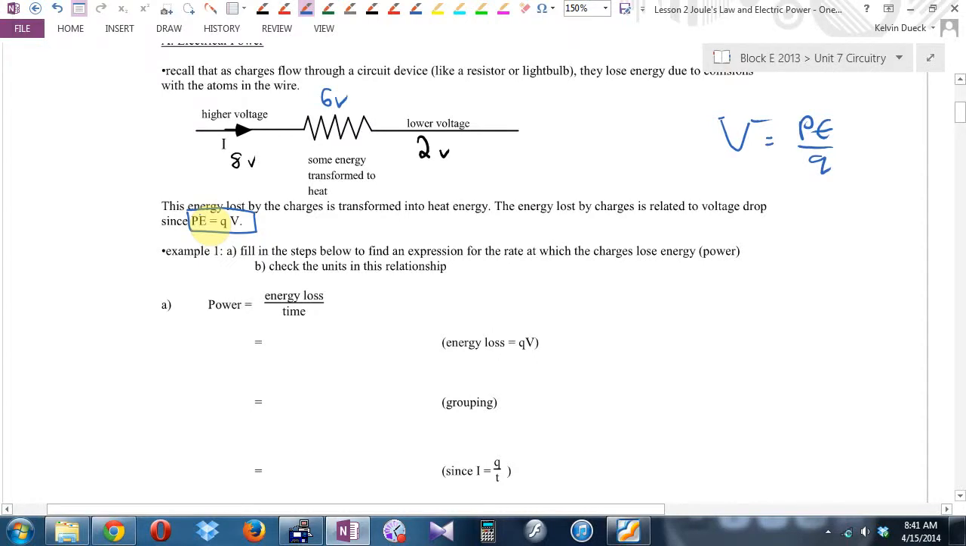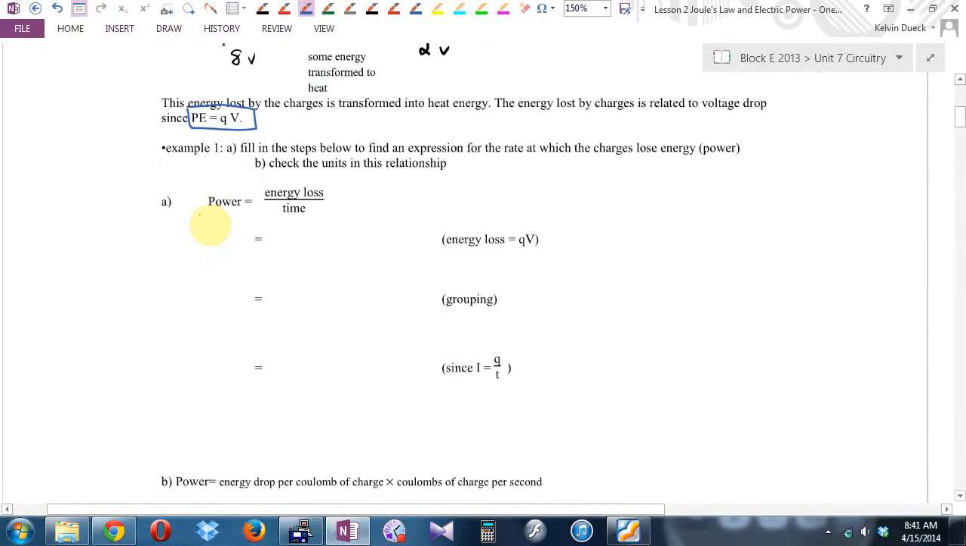Because this gives us an expression for electric energy, we should be able to now get an expression for electric power, because power was work or energy over time. So power, it says fill in the steps below. Power is energy loss over time, and the energy loss is QV, right?